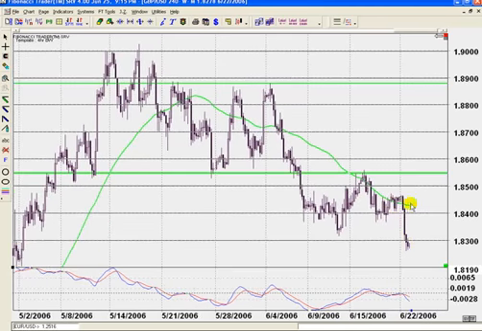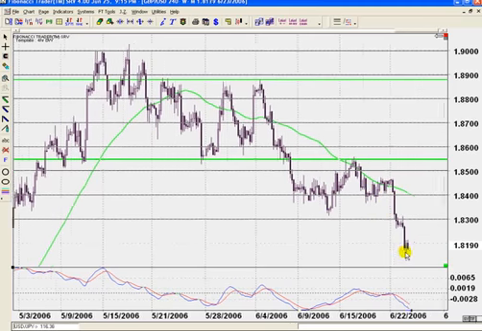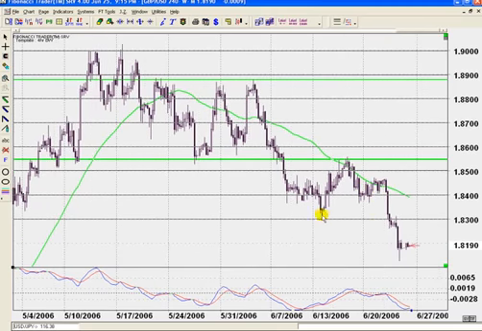We see price consolidate, finally move lower. You see this low here, the support becomes resistance, and so forth. And here's where we are today.